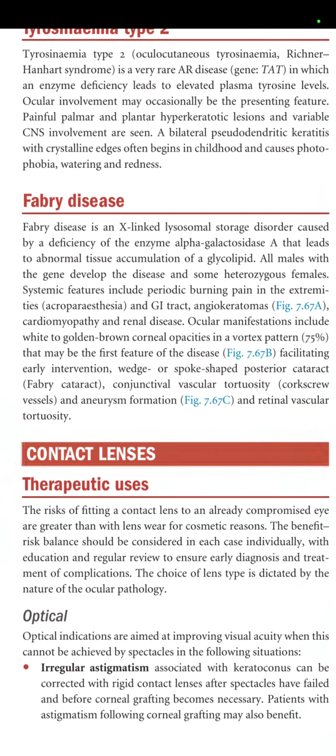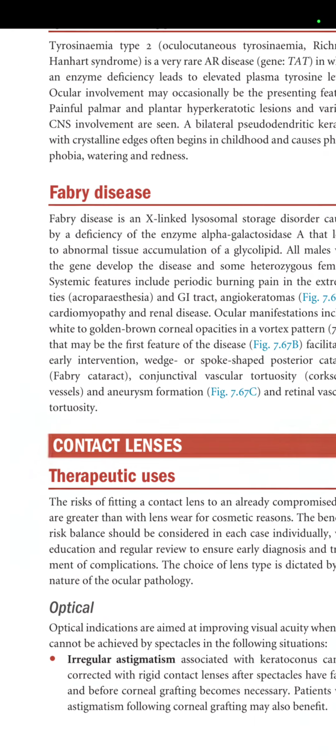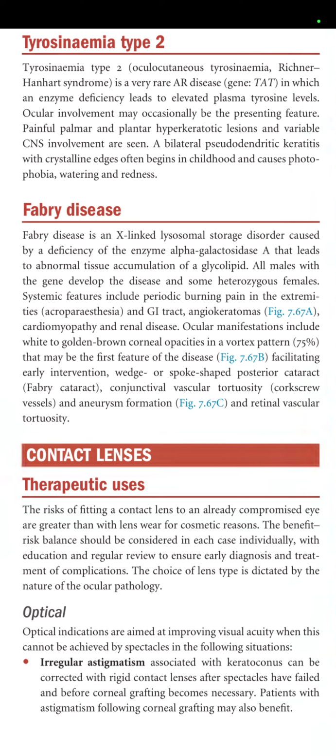Fabry disease. So Fabry disease is also very important. You have to remember its gene. It is an X-linked lysosomal storage disease, and it also causes a whorl-like pattern keratopathy. Fabry disease is an X-linked lysosomal storage disorder caused by deficiency of the enzyme alpha-galactosidase A that leads to an abnormal accumulation of glycolipid. So what is it saying? What is the deficiency?